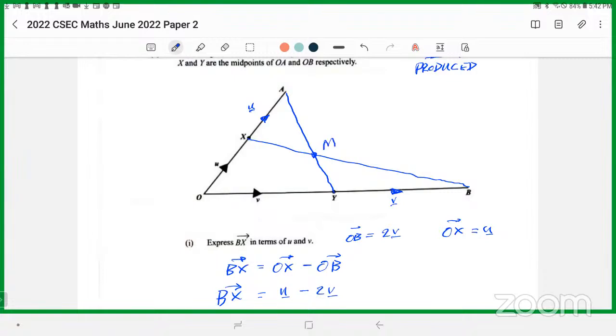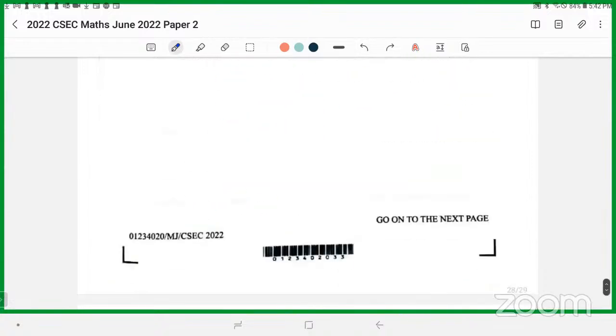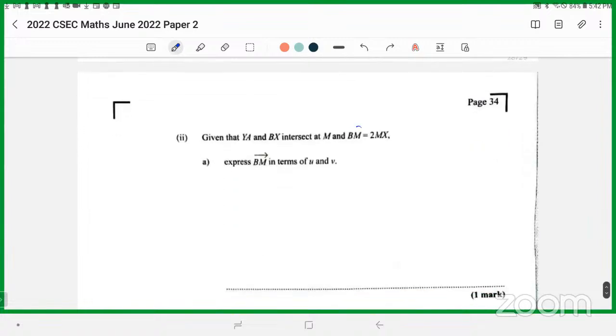And then they tell you something about the relationship of M on this line. Let's look at what they said. They said BM is 2 times MX. So BM has 2 MX in it. I'm going to write this relationship on the line, so we'll come up with a ratio of the line. The line BM has 2 MX in it.